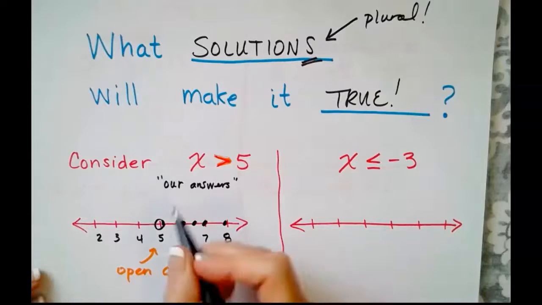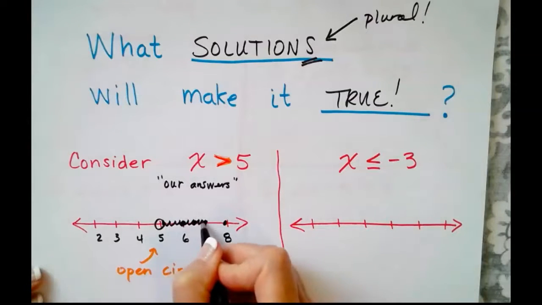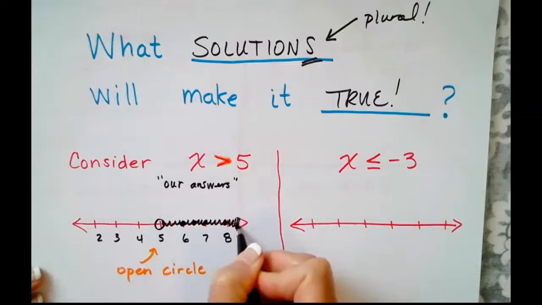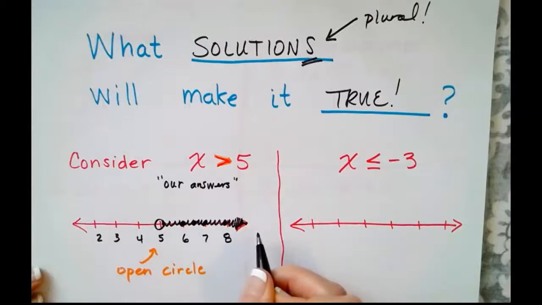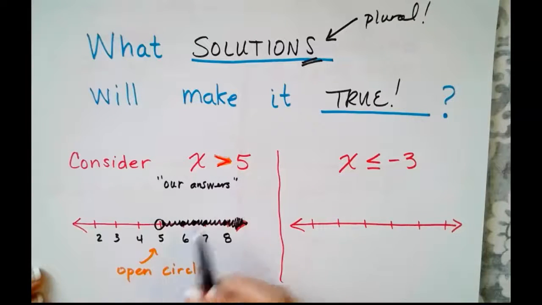But our answers are every single number, every single real number bigger than 5. Our answers are everything greater than 5. That's how we show it on the number line.